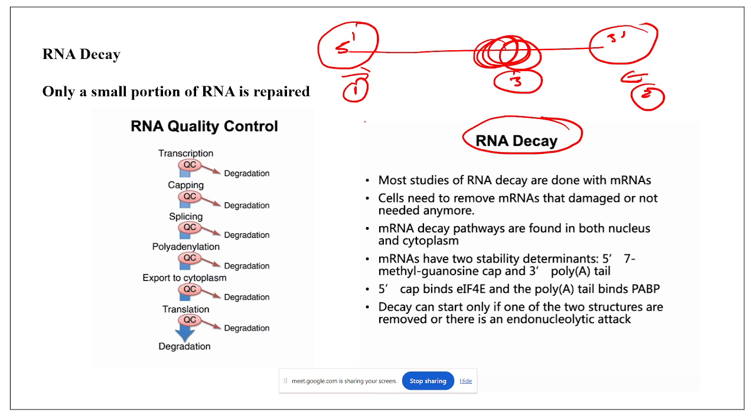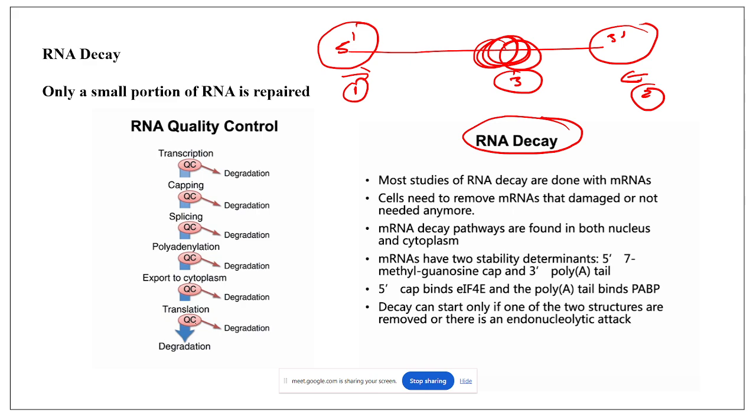So during the transcription, quality control is there. If it is not, then it is degraded. During the time of capping, also quality control is checked, otherwise it is degraded. Splicing, polyadenylation, export to the cytoplasm, translation, and if not, degradation. This is the lifespan of our RNA. It will be transcribed, it will undergo the post-transcriptional modifications, it will be exported to the cytoplasm, it will perform its function of translation, and then eventually it will be degraded.